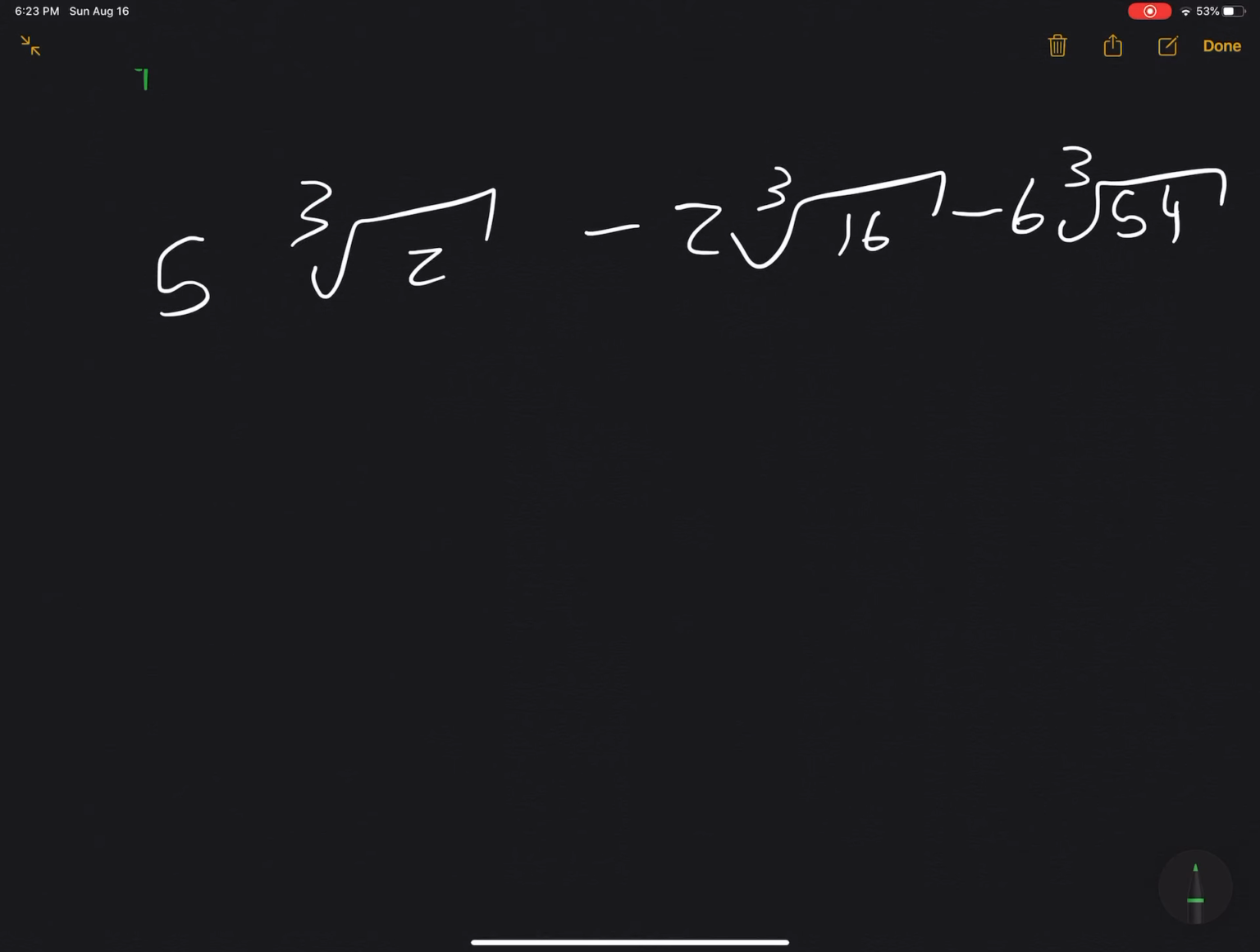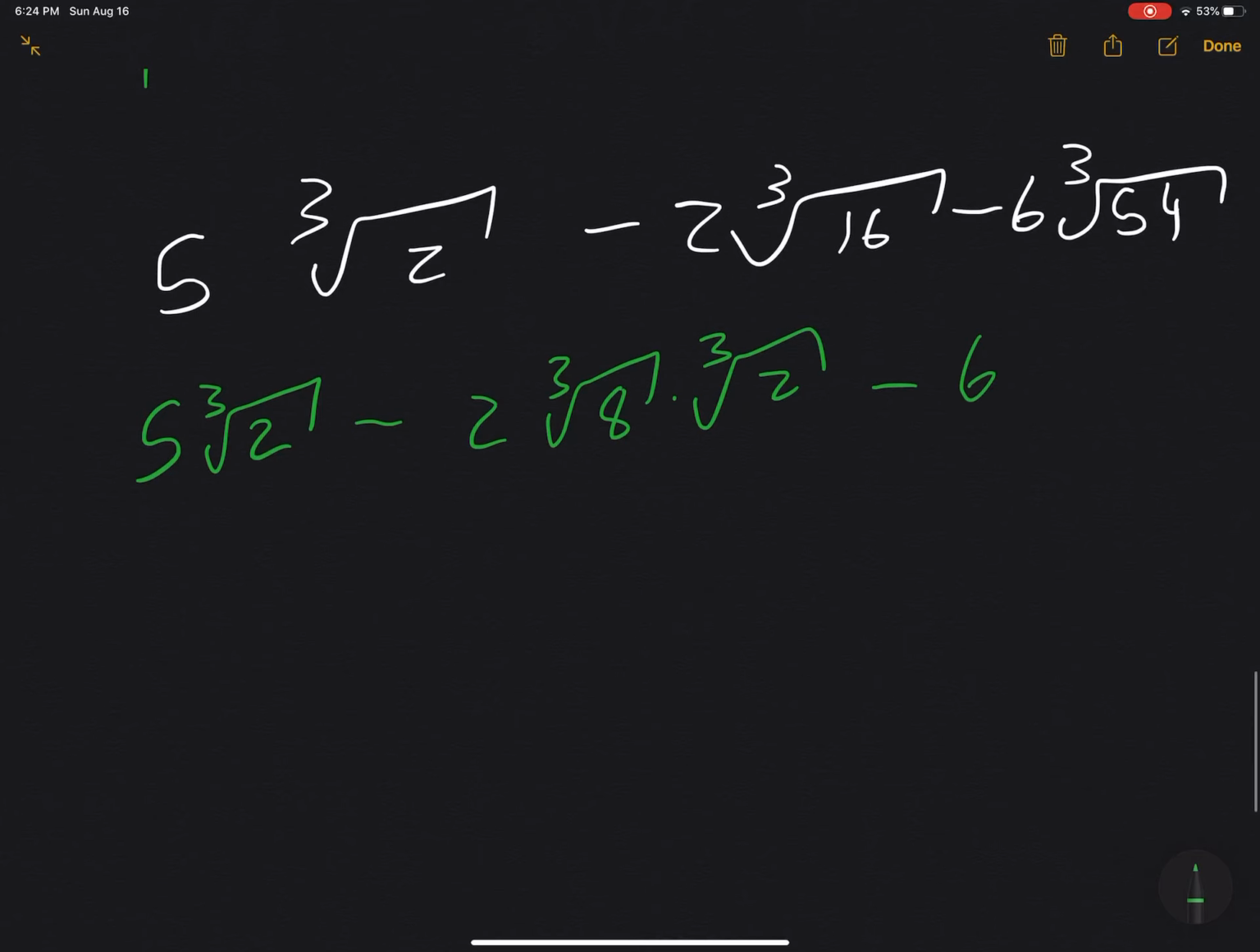We can also do this with cubic roots. We can do this with any root. Again, square root is not special. 5 cube root 2 is just 5 cube root 2. 16 is equal to 8 times 2. 54 is equal to 6 times 9, so it's equal to 27 times 2. 27 cube root 2.